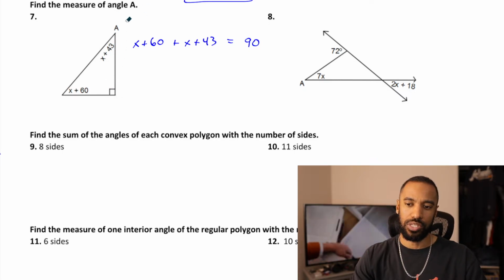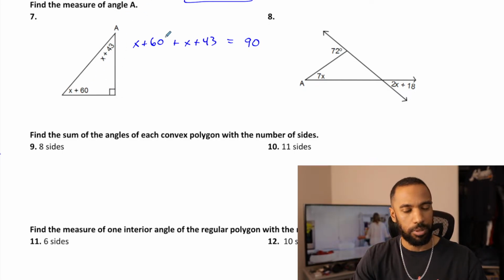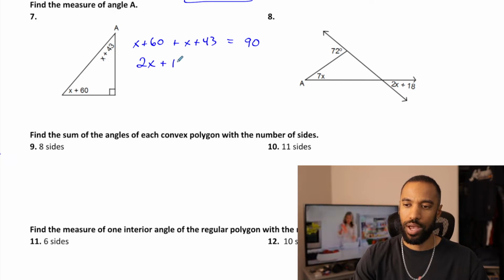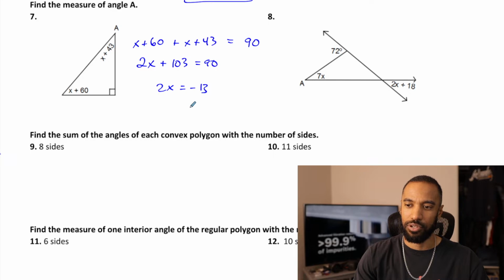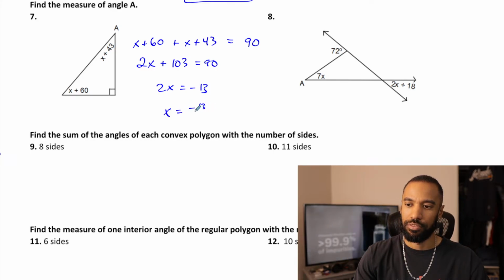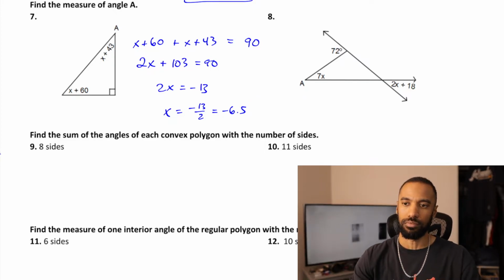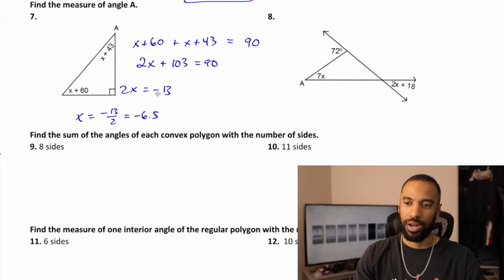The two acute angles in a right triangle are complementary to each other. 2x plus 103 equals 90. 2x equals negative 13. x equals negative 13 over 2, or negative 6.5. Now, we're not done with the answer.